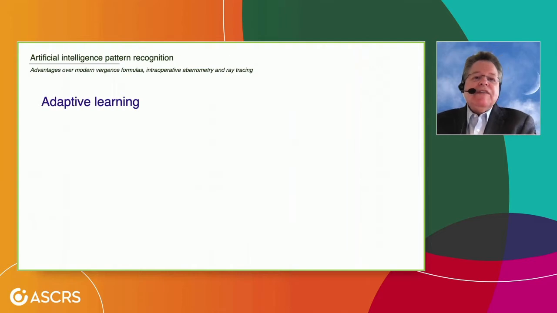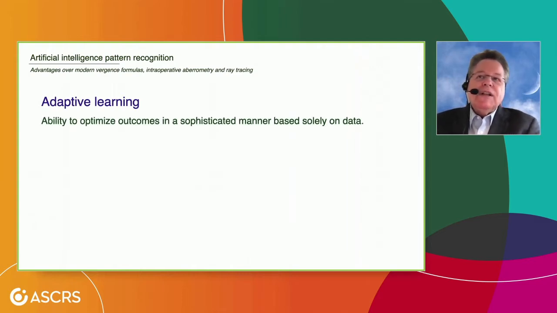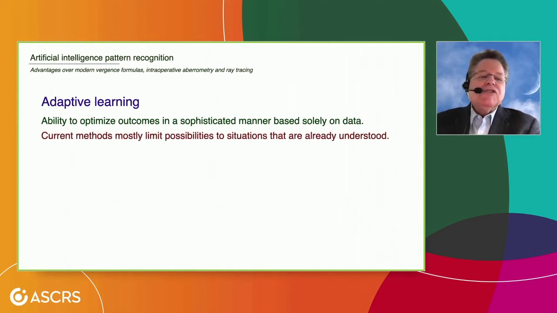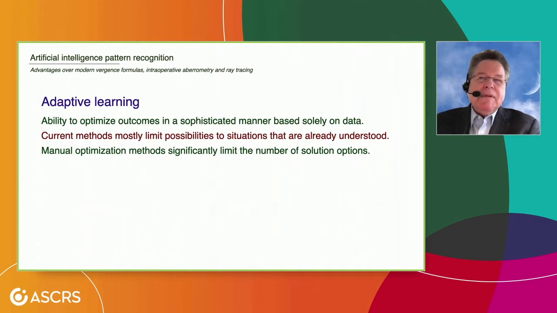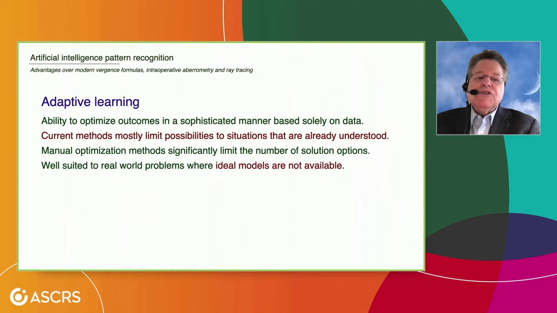So what's the advantage of artificial intelligence? Well, it's termed adaptive learning, because we can optimize outcomes in a very sophisticated manner based solely on data. Current methods limit possibilities to situations that may already be understood, but perhaps incompletely. And manual optimization methods limit the number of solution options. And I think that's one of the key points. This is well suited to real world problems where ideal models are not yet available. And clearly, IOL power selection is one of those.